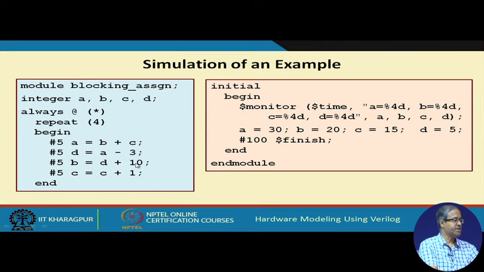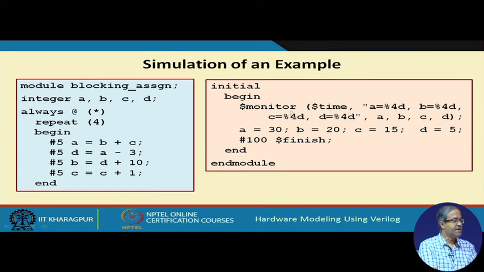Now, here we take an example of a blocking assignment and we shall show the results through simulation, because there are a few things to understand here. This is the example that we take, 4 variables defined A, B, C, D. This is an always block, always @(*) means any variable changes, and inside this block we are saying repeat this block 4 times. So, this begin-end block has to be executed 4 times and each of them will be having a delay of 5.